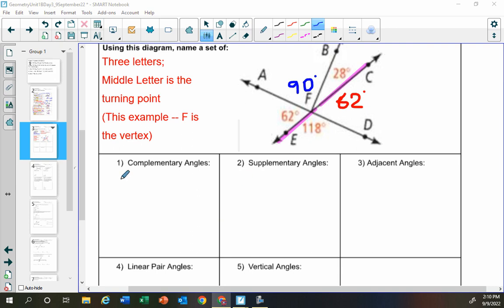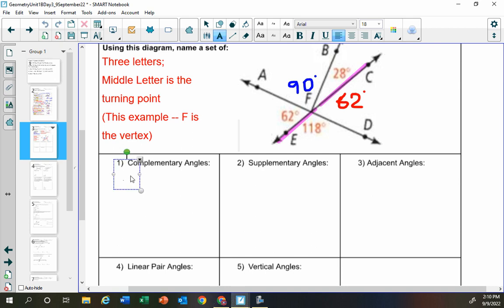So, complementary angles. That would be like a downward line. That would be 118 and then 62. Okay, so let's be careful. You gave us something else, though. The 118 and the 62, that adds up to one number.